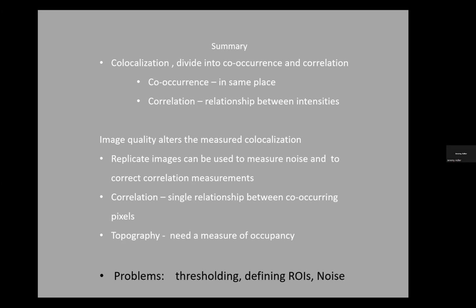So a kind of summary here, colocalization, we're dividing it into 2 measurements. Co-occurrence, are they in the same place? Correlation, if they're in the same place, remember we suggested that we have to only use pixels where both fluorophores are present to measure a correct correlation. The image quality is then quite important. And we've said that replicate images, 2 copies of each fluorophore, can be used to correct for noise.